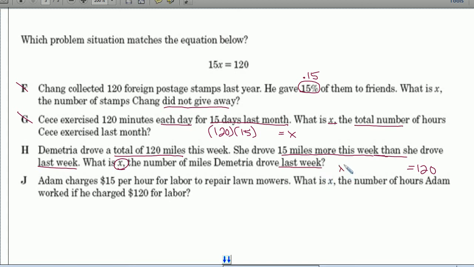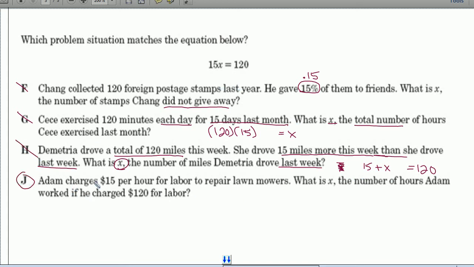So last week is X, right? And she drove a total of 120 miles this week. And then this tells me 15 miles more this week than she drove last week. So 15 miles more would be 15 plus X, right? And that's going to be the amount of miles this week, 120. So that's going to be the equation, and this is adding, not multiplying, so we know that's not it. So it looks like J is the answer again.